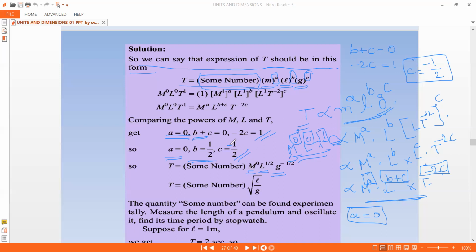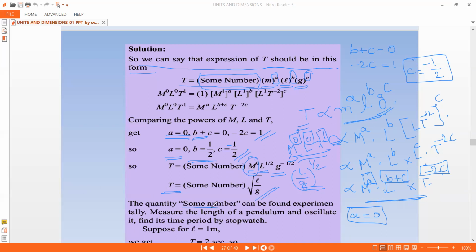So here it's minus half. Please note it's minus half. Now here T is equal to some number, so you can write this as M power 0. So mass is not involved. L power half into G to the power of minus half. That means L by G whole to the power of half, which is nothing but root of L by G. So that is how you can write.